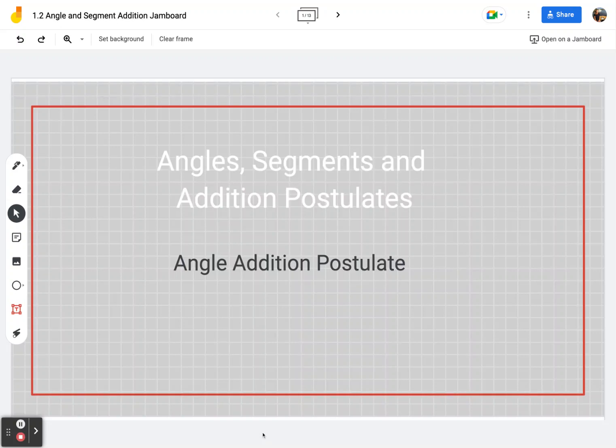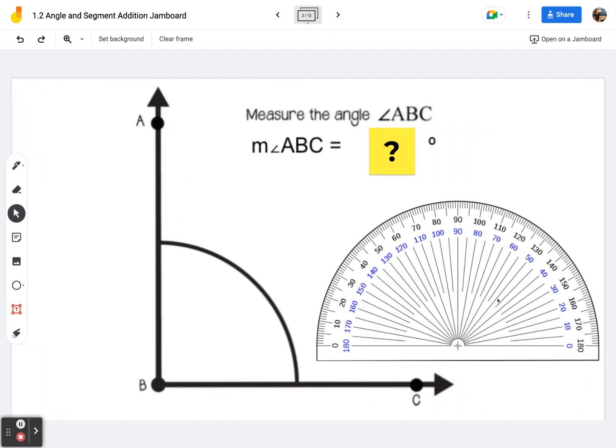In this lesson, we'll review the angle addition postulate and solve problems by applying it. We'll start off by measuring angles. Remember, we name angles either according to the vertex, so this would be angle B, but we can also give it a three-letter name, A, B, C, where the middle letter is the vertex.